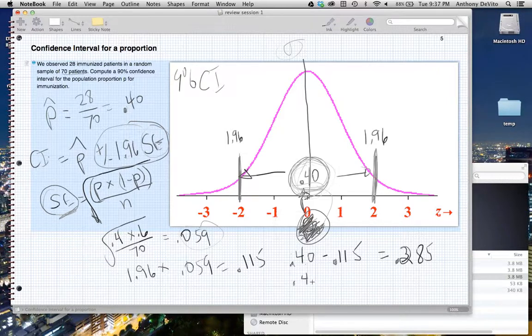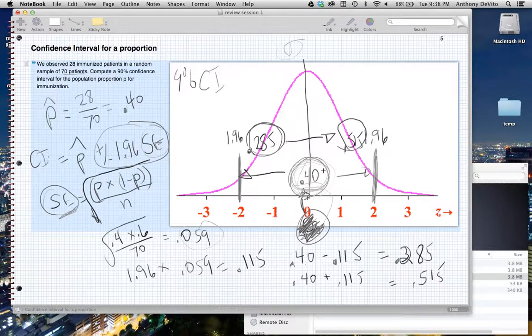And if I add 0.115, that's going to be 0.515, right? So my confidence interval is a proportion of 0.285 to a proportion of 0.515. So I'm 95% confident that somewhere between 28 and 52% of this population has been immunized, right? And that's my 95% confidence interval.